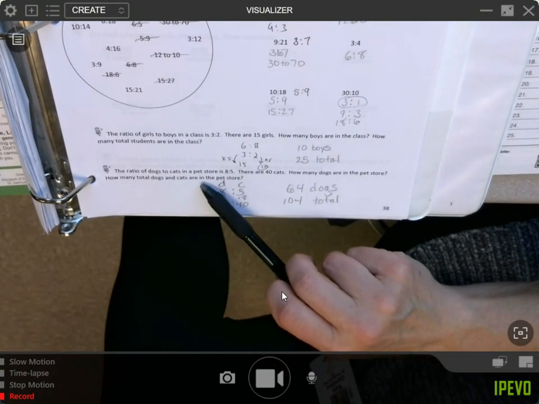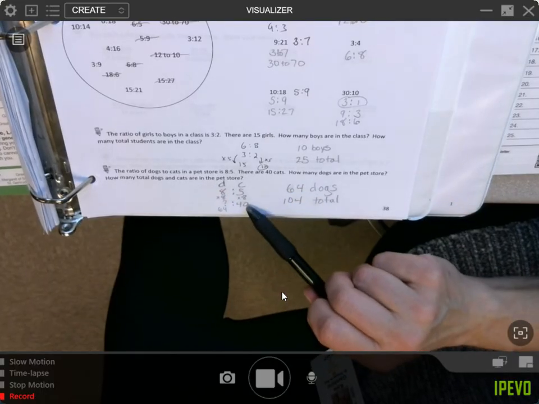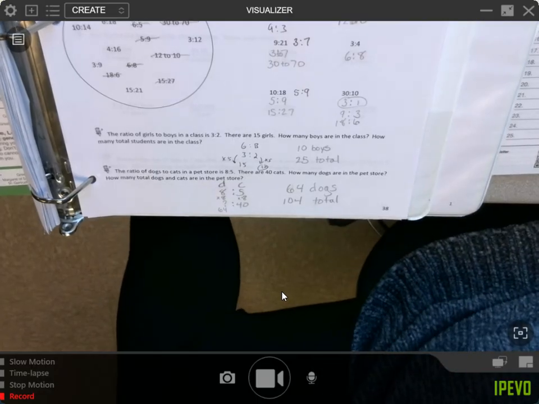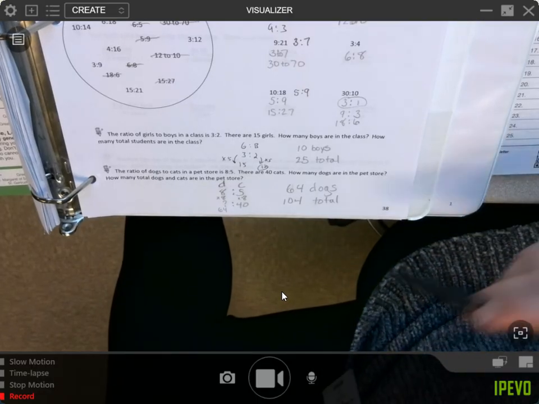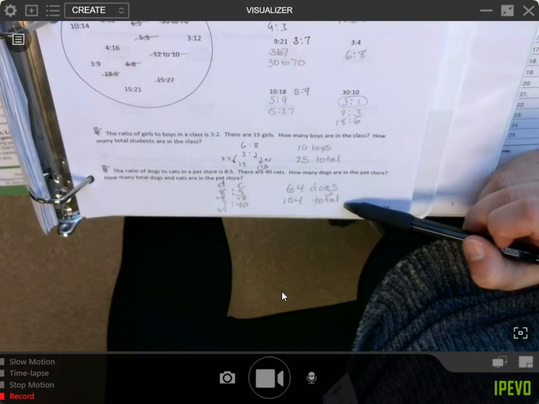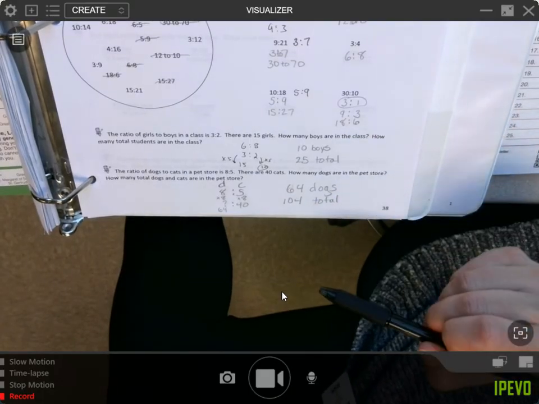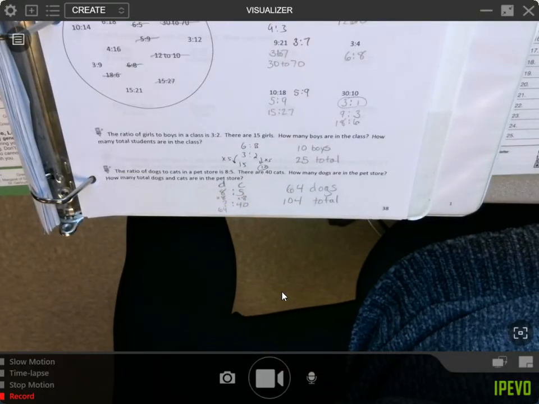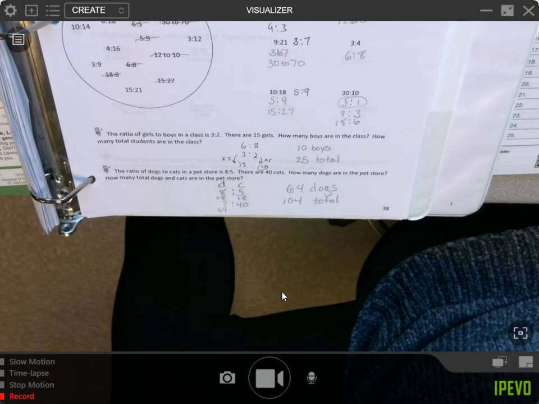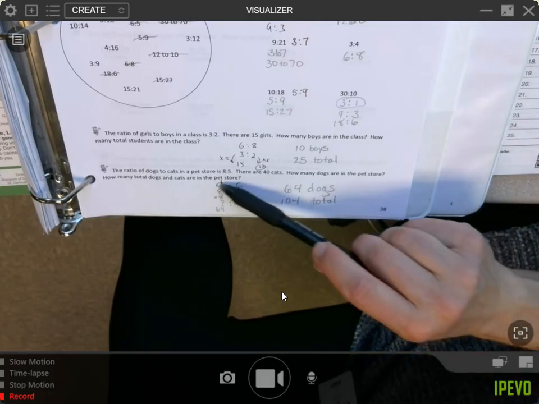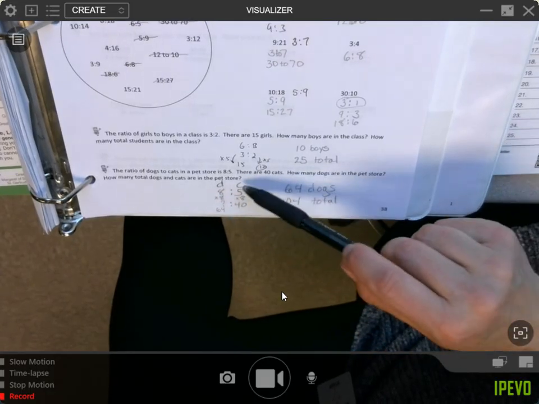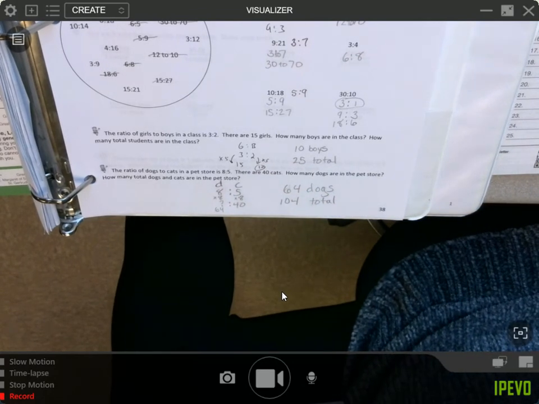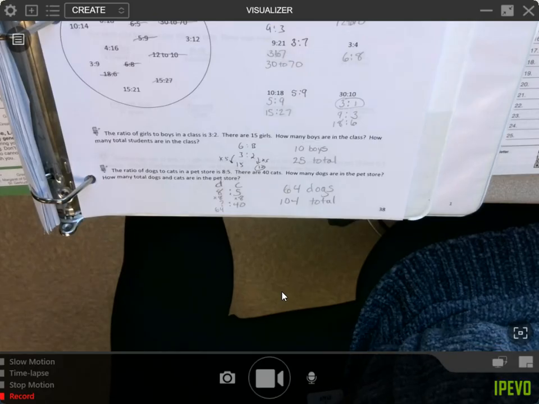How many total in the pet store? We need to add them together. 64 dogs plus 40 cats gives us 104 total. You needed to have both answers on the test. That's next week. Remember, if we have word problems, make sure you're answering the questions in the problem. Don't just think I need to do the ratio. If there's another question, make sure you answer it. So always be looking, did I completely answer the question?